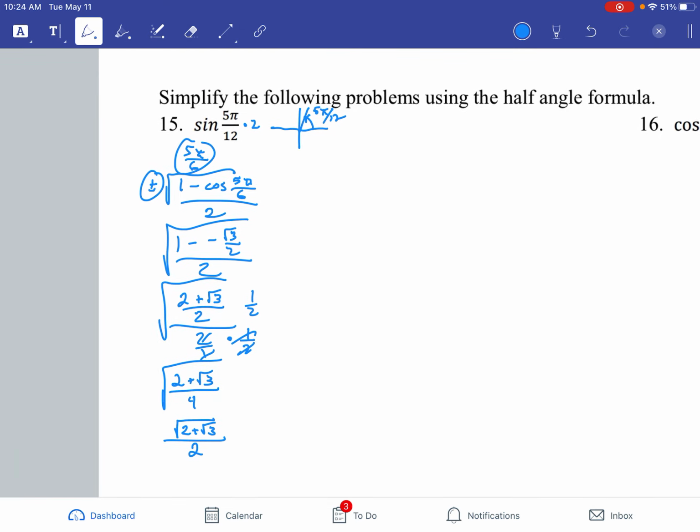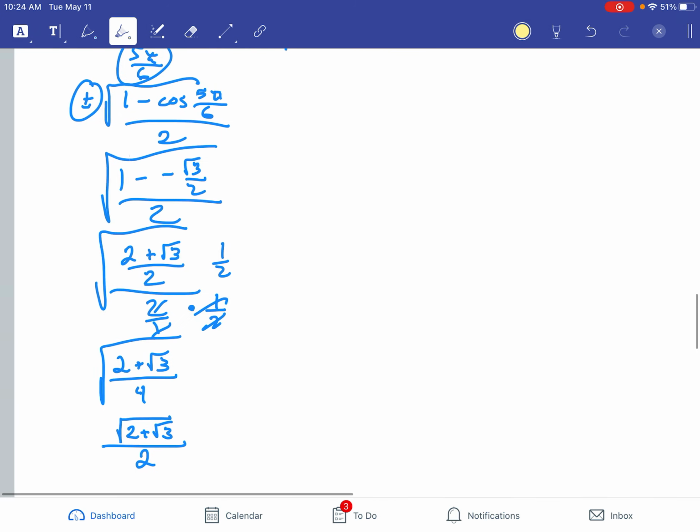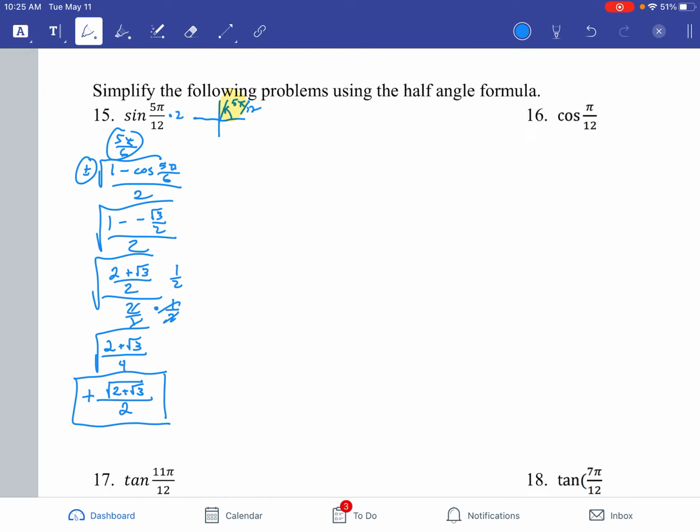Now we have to figure out the sign. In the first quadrant, the sine values of all the terms are positive because it's above the x-axis. So the y values are all positive, so that answer is going to be positive.